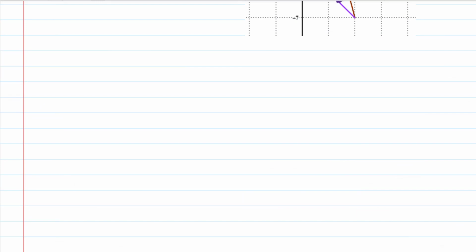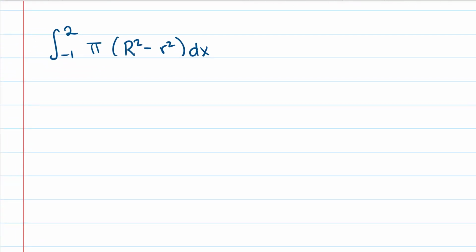So we have the integral from -1 to 2 of pi f of x, or let's call it, instead of f of x, capital R squared minus little r squared dx. So this is from -1 to 2. I'm going to bring the pi outside, and capital R is x plus 4 squared minus x squared plus 2 squared dx.